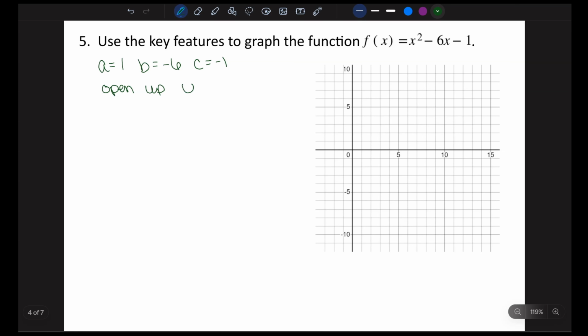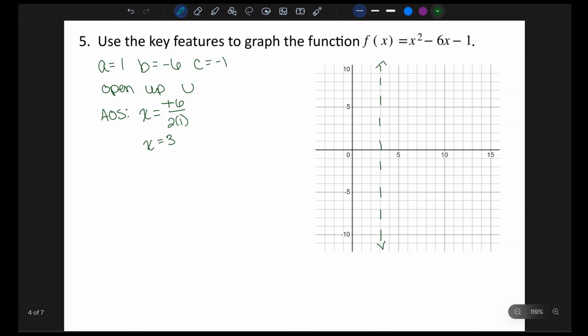I'm going to start with my axis of symmetry. So I know that that's x equals negative b over 2a. So negative, -6, that's a positive 6 over 2 times 1. So 6 divided by 2 is 3. So my axis of symmetry is at x equals 3. So I'm going to go ahead and put my dotted line at x equals 3.